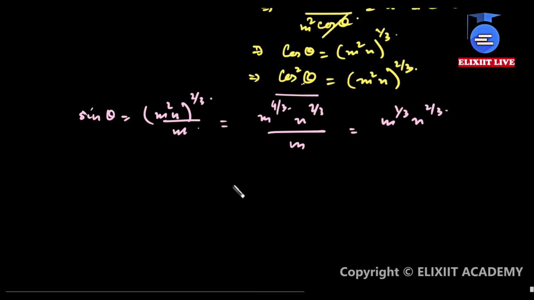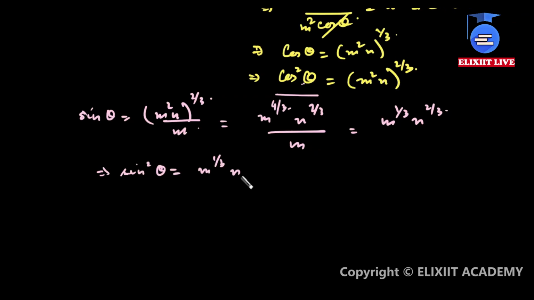Now what is sine square theta? Obviously square both sides. Sine square theta will be (m to the power 1 by 3, n to the power 2 by 3) the whole square. Somewhat like this. This is sine theta. Clear?